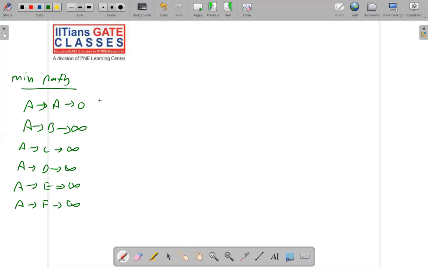Then in the next iteration, we will pick the minimum edge. It sounds similar to Prim's algorithm. Right now we have only A. So we will say, from A, which is the minimum edge?